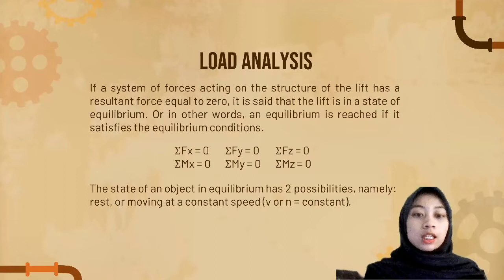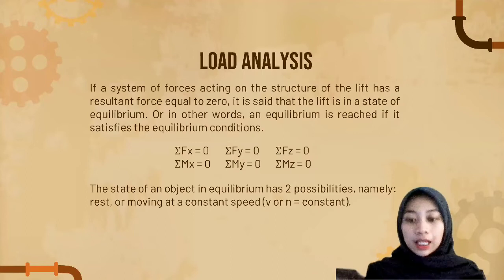For example, sigma Fx is 0, sigma Fy is 0, sigma Fz is 0, sigma Mx is 0, sigma My is 0, and sigma Mz is 0. The state of an object in equilibrium has two possibilities, namely at rest or moving at a constant speed.